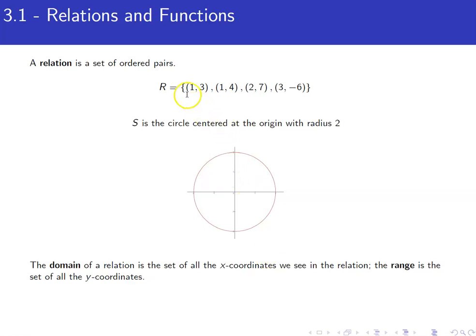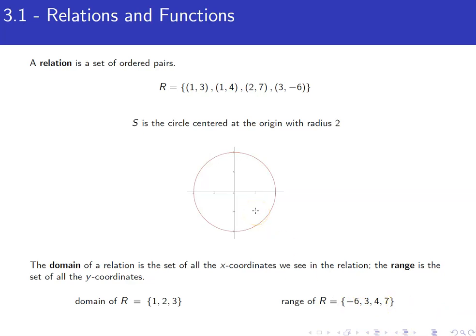All right, so let's look at our relation R here. I see an x coordinate of 1. This also has an x coordinate of 1. This one has an x coordinate of 2. This one has an x coordinate of 3. So its domain is just 1, 2, 3. If I look at the y coordinates, we have 3, 4, 7, and -6 across those 4 points. So the range would just be those 4 values, and I just put them in increasing order by value.